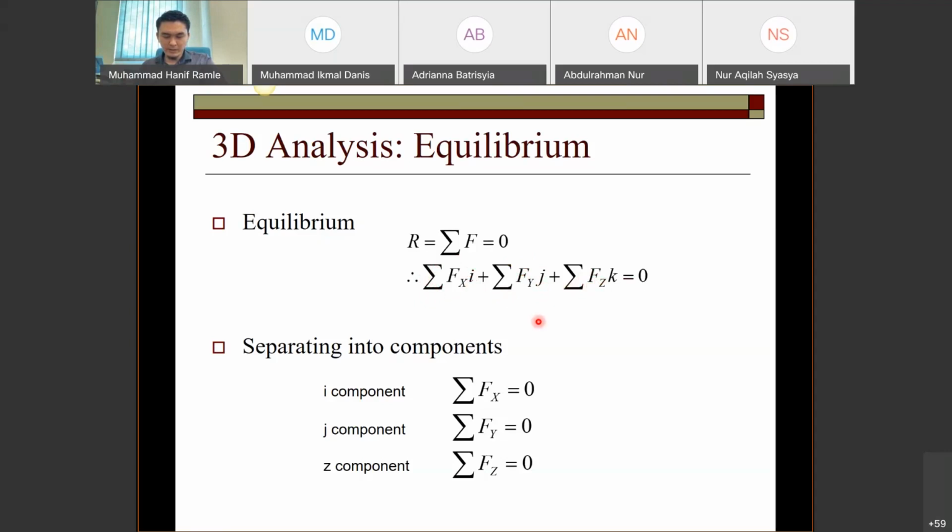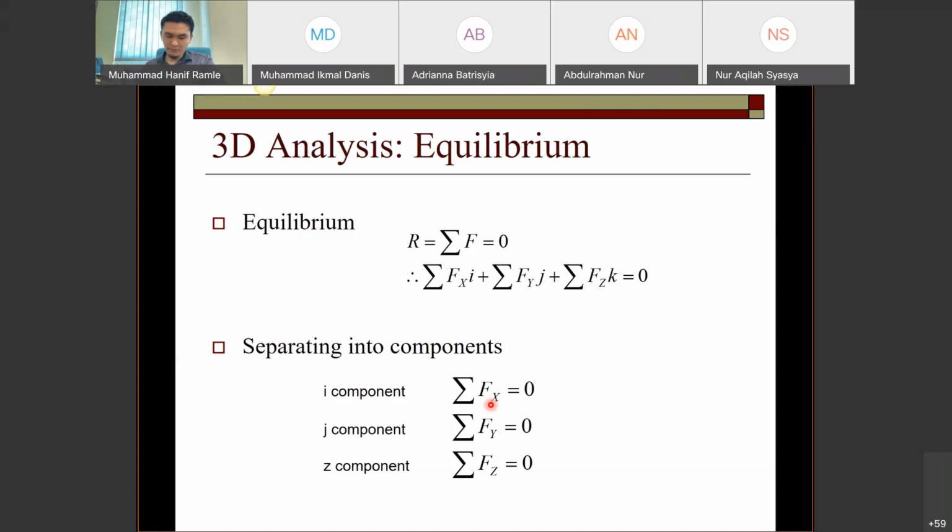If you want to find the forces for each component, if you want to find F1x, you have to use the i component and it must be equal to 0. If you want to find F2y, you have to use the y component, j component, and the summation of forces must be equal to 0. And the last one is, of course, the z component, summation of Fz equal to 0. So, some exercises, some problems where you need to identify the unknown value of force.